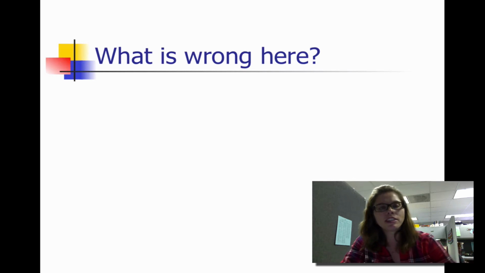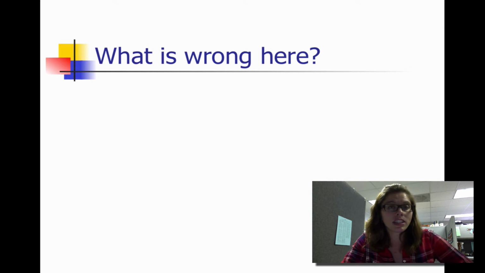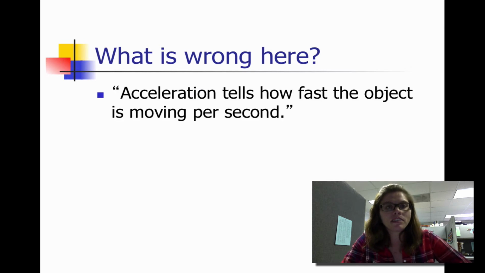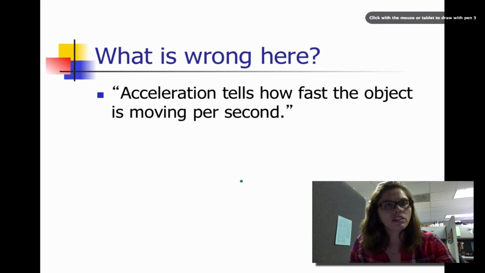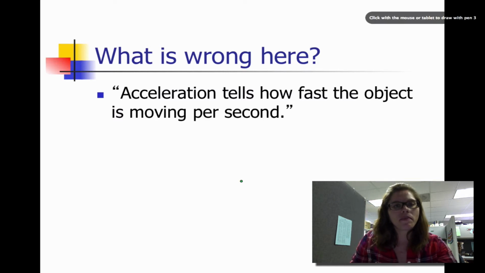So I'm going to present you with two statements, and I want you to pause the video after each one and think about what is wrong with each statement. The first statement is: acceleration tells how fast the object is moving per second. Pause the video and think about it and return. Welcome back. So, what did you think was wrong with the statement?